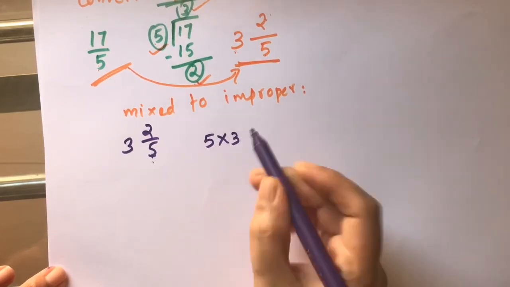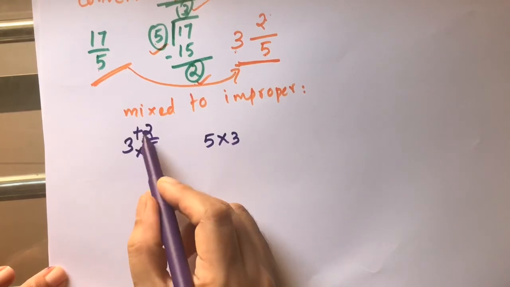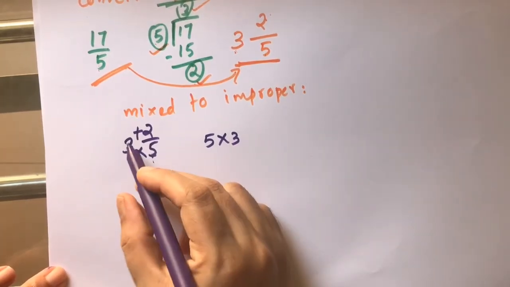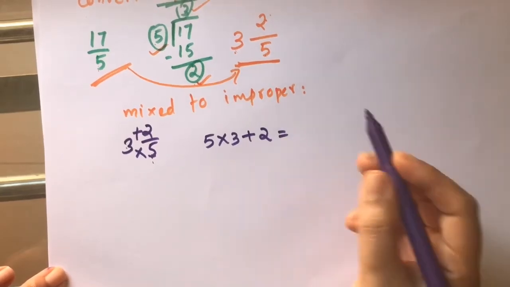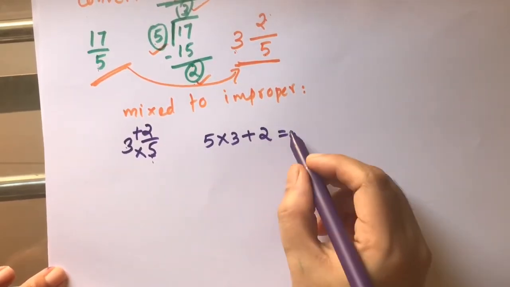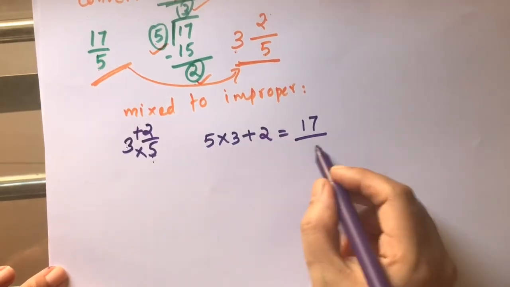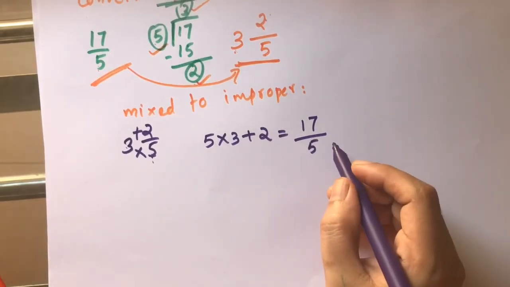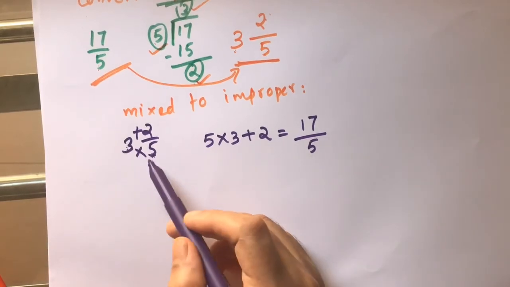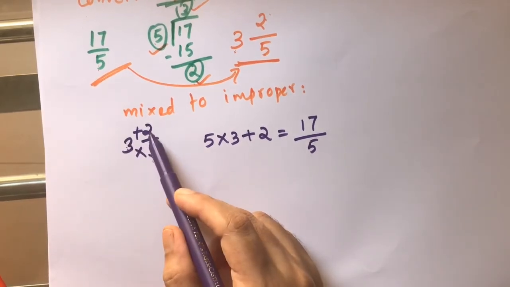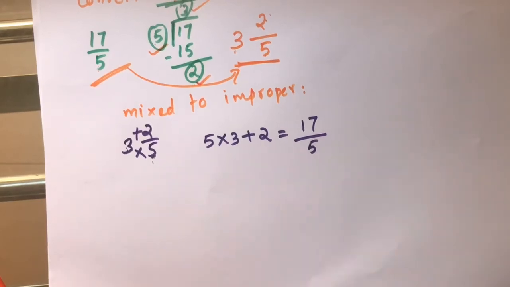5 multiplied by 3, then that answer is to be added with 2. So 5 3s are 15, 15 plus 2 will be 17. Then write that as the numerator, and write the denominator the same. First multiply 5 with 3, then add the answer with 2. Then write the denominator as the same.